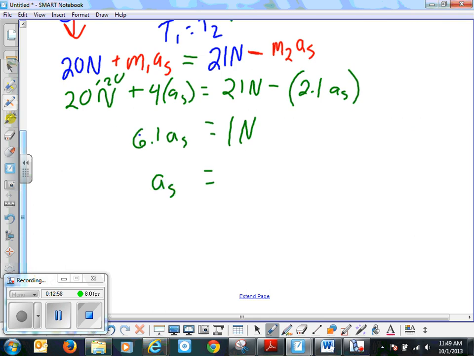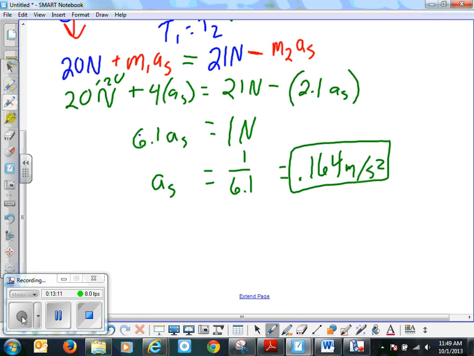So the acceleration of the system then is 1 divided by 6.1, which equals 0.164 meters per second squared. Is that all the decimals that were in that number? No, you kept going. Well, what are the rest? That's acceptable then. Okay, but that's not the tension. That's the acceleration of the system. So now we have to plug that in either there or there.